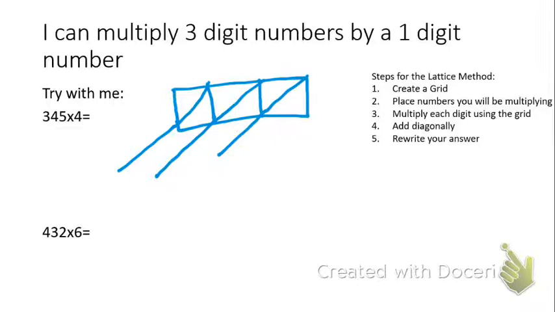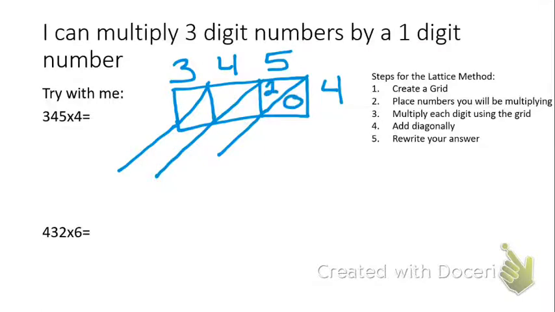Now we have our grid, so now we need to place our numbers. 345 and my 4. Okay, so now I'm going to start multiplying. So I need to multiply to get the answer in this first box right here. So what 2 numbers should I multiply to do that? Hopefully you said 5 and 4. 5 times 4 is 20. So go ahead and write that in.